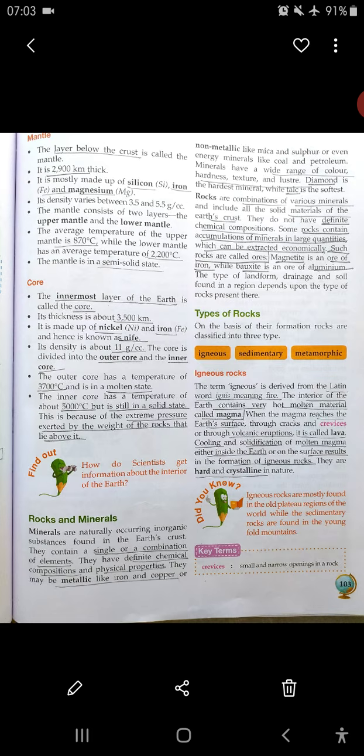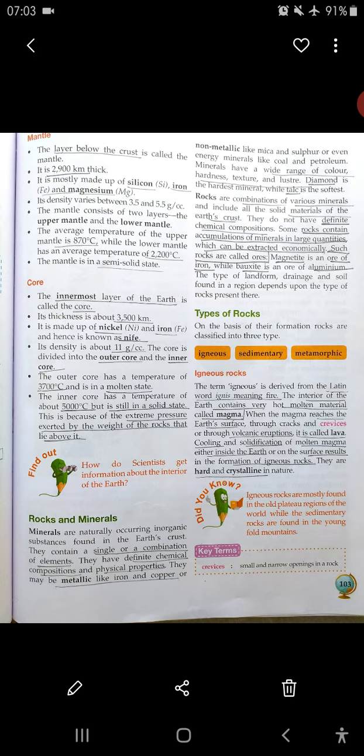Okay, so this is one property of minerals, that they can be found in a different range of colors. Hardness and texture are different for each mineral, and luster means shine. It also depends on the kind of mineral what its shine or texture will be. One more piece of information is that diamond is the hardest mineral while talc is the softest. So you should remember that the hardest mineral found on earth is diamond and the softest is talc.